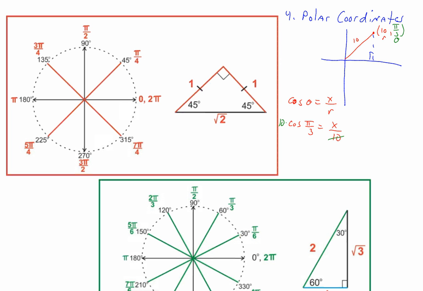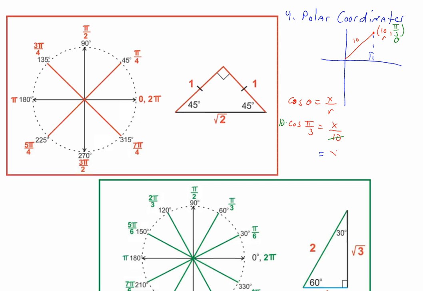Or you can convert pi over 3 to degrees. How do you convert pi over 3 to degrees? What do you multiply it by? 180 over pi, right? Because you want the pi's to divide out. So the angle is how many degrees? 60, right? So it's a 60-degree angle. So 10 times the cosine of 60.